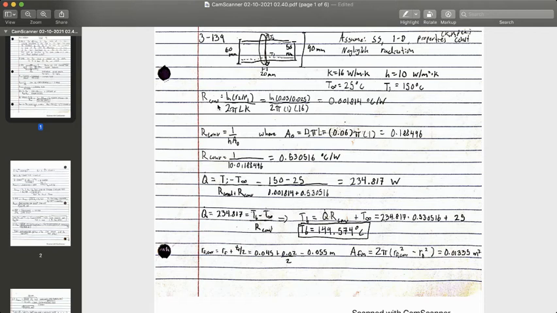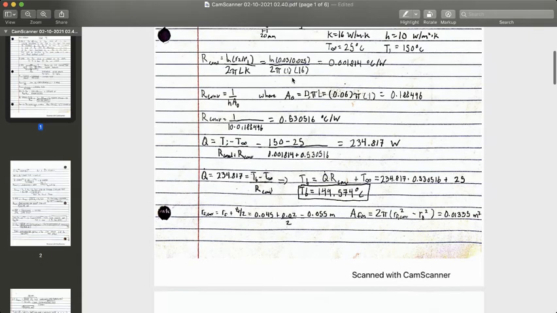So we start by finding our conductive and convective resistances with the equations we know from our notes from class. We need the outer area for the convective resistance. And once we find both of those, we can sum them and put them under the overall temperature gradient to find the overall heat transfer rate given here.